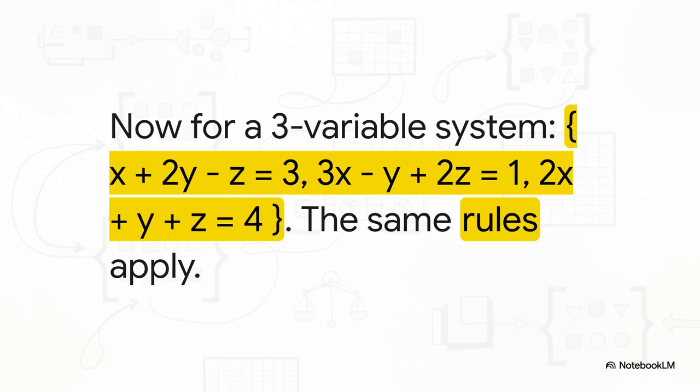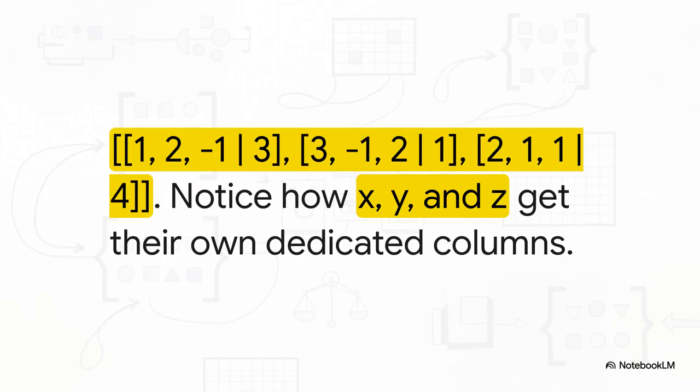Okay, time to level up. A slightly bigger system now with 3 variables, x, y, and z. But hey, don't let the extra variable fool you. The process is exactly, and I mean exactly, the same. And just like that, here's our matrix. Every equation gets its own row. But now, look, each variable gets its own dedicated column. The first column is for all the x's, the second for the y's, and the third for the z's. It's all about that perfect, consistent alignment.